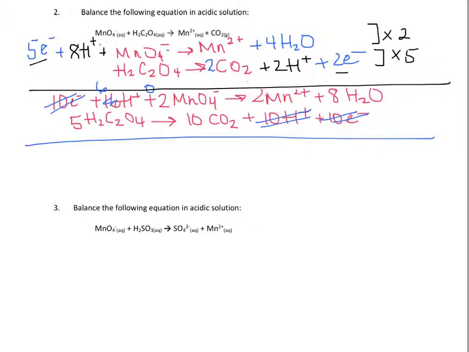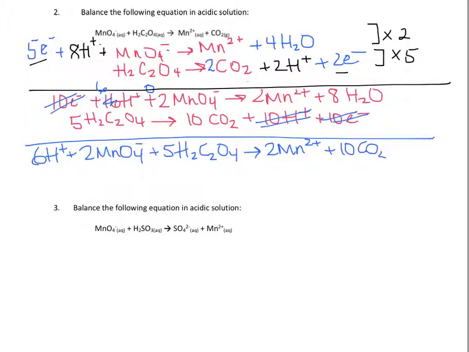So I'll write my final answer. I have 6H positive plus 2MnO4 negative plus 5H2C2O4. It does not matter what order you write that in, as long as all three of them appear in some order on the reactant side. And that goes to 2Mn2 positive plus 10CO2 plus 8H2O.